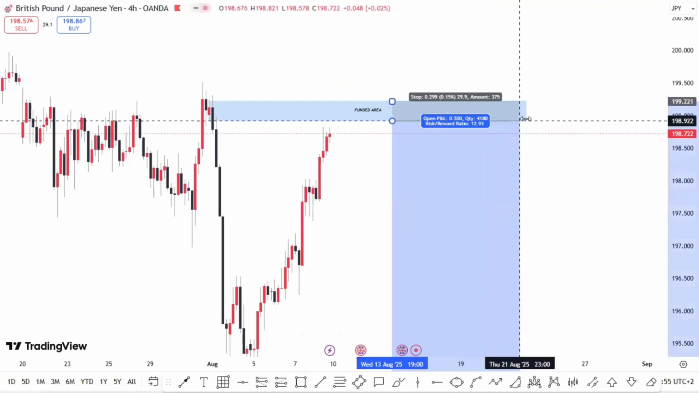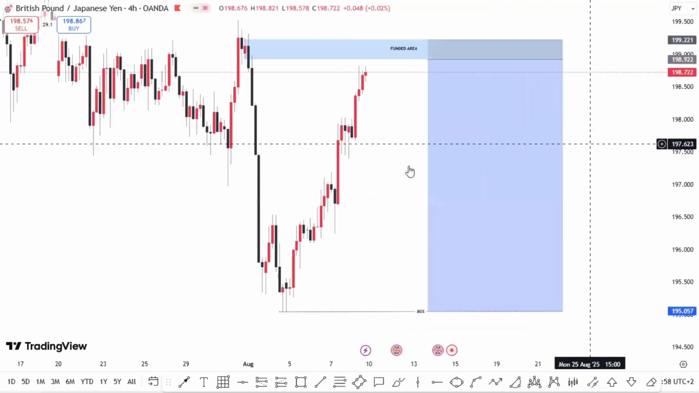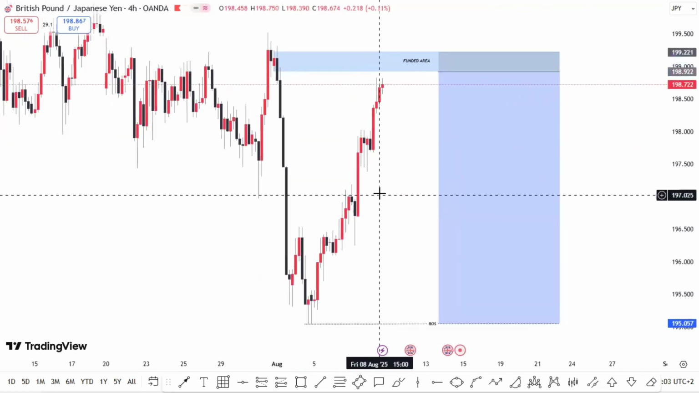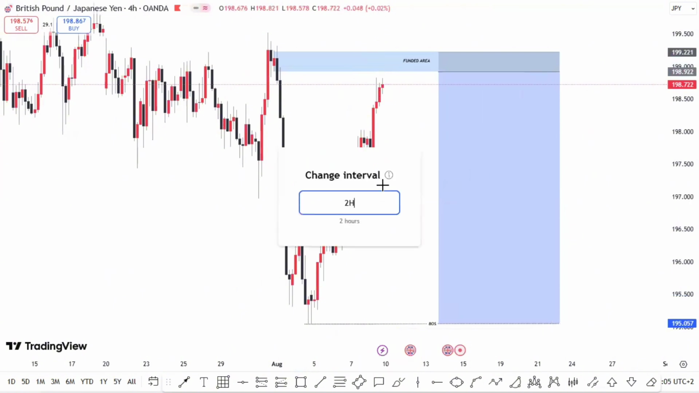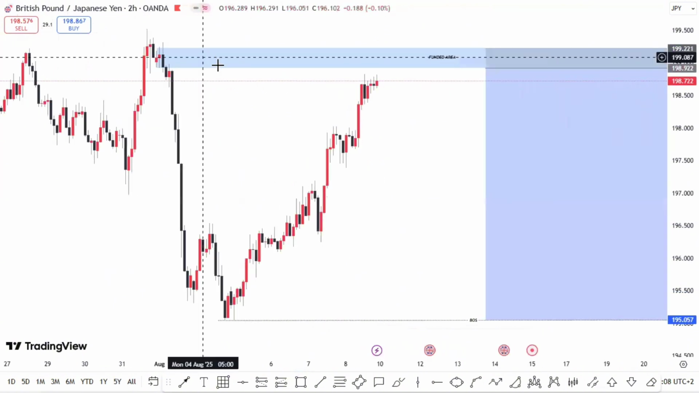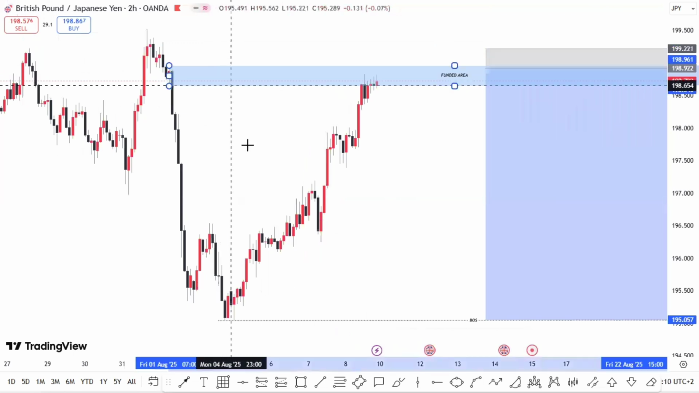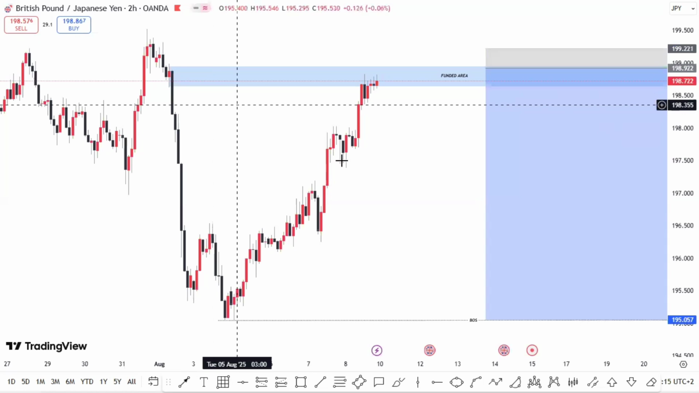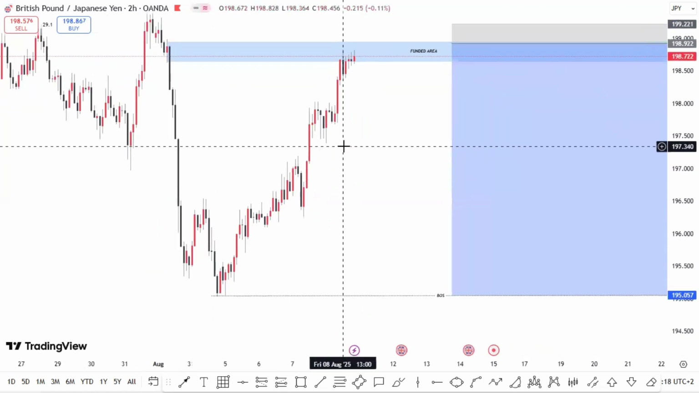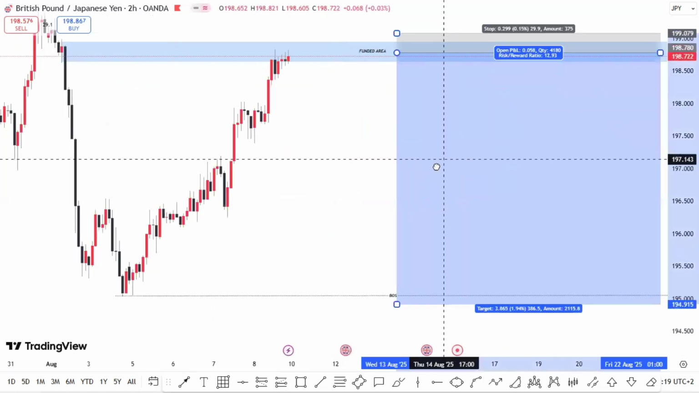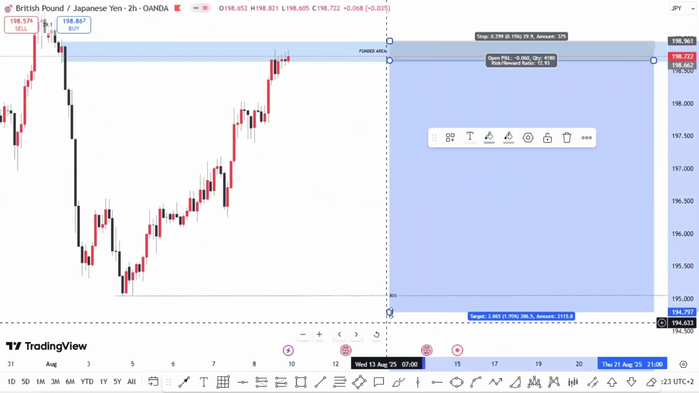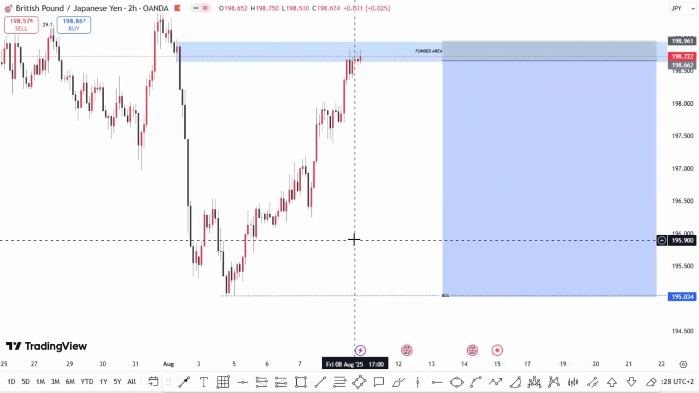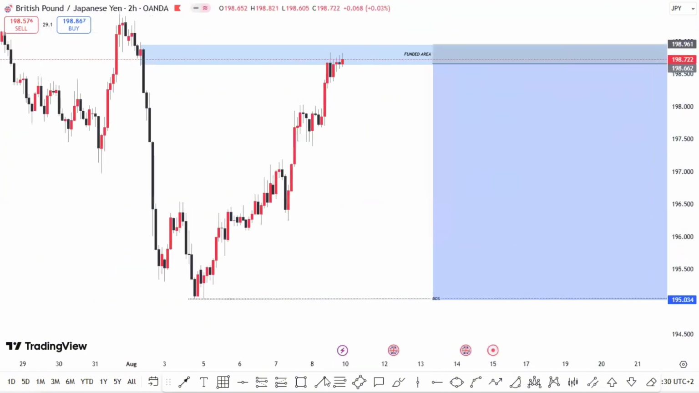So here we have GBPJPY. Let's go to H2 to have some more clarity. Okay, let's move our rectangle box there, because guys, I didn't mention this. Going down from H4, you have to adjust your rectangle box, because what we have on H4 won't be the same as what we have on H2. So you just have to adjust only.